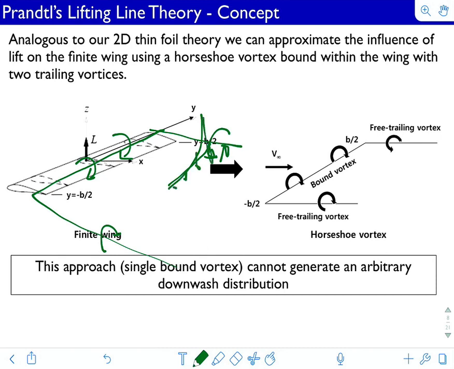And so what this single bound vortex would do is induce a strong downwash here, and a weaker one here, and a weaker one that would go towards 0, and a strong one here, and a weaker one here, and a weaker one here, and a weaker one here.